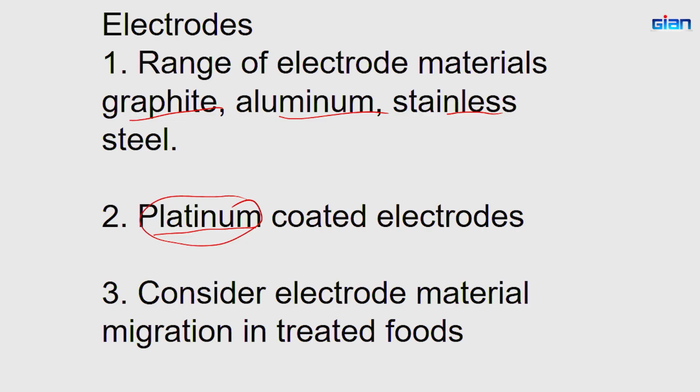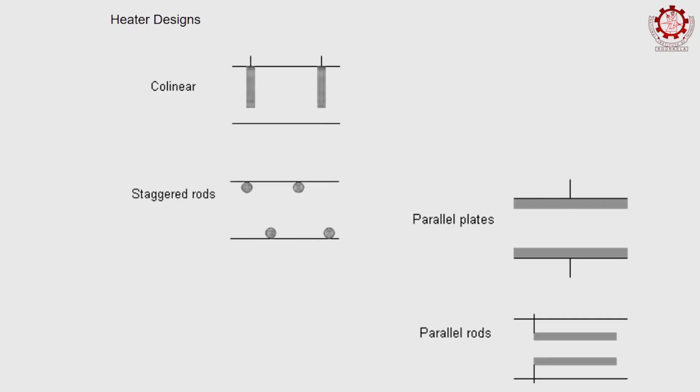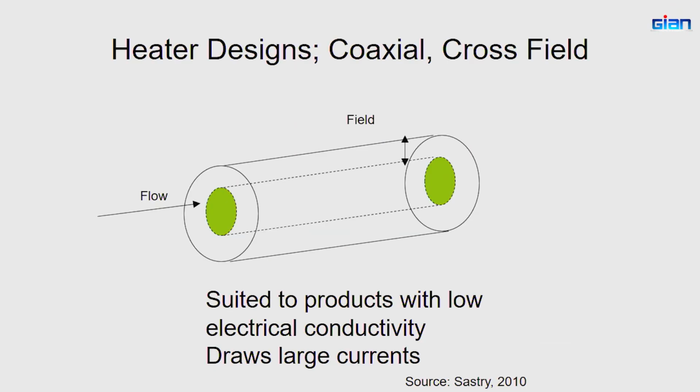And you may be able to develop methods to measure how much electrode migrates into the food, so that you have to report that part of your filing process. The electrodes can be different sizes, like collinear, or the electrodes can be staggered like here, or they can have parallel plates, or you can have parallel rods. So, different configurations are possible.